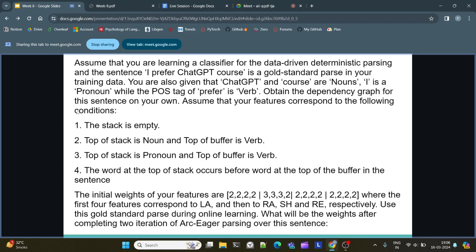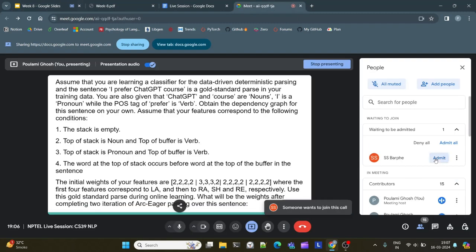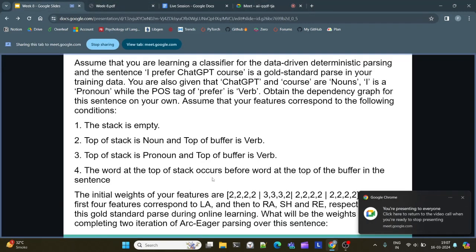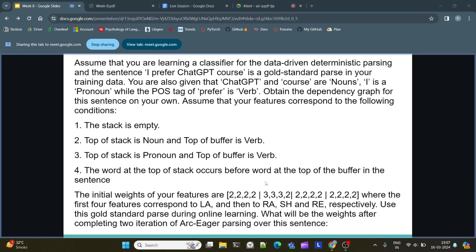So we need to obtain the dependency graph first. We need to do that ourselves. We'll see that in a minute. And then these are the four features that we need to take into account when going from the configuration to the corresponding feature vector. Okay, and so these are the four things.